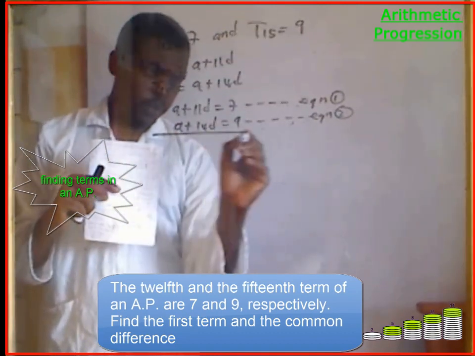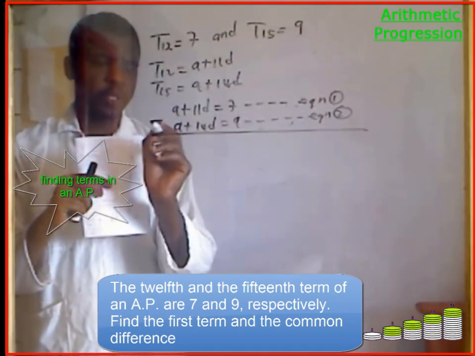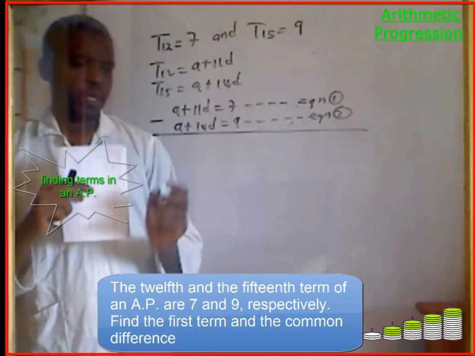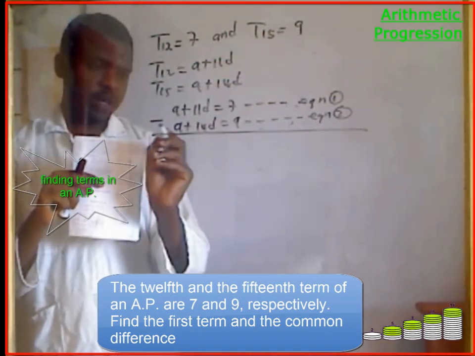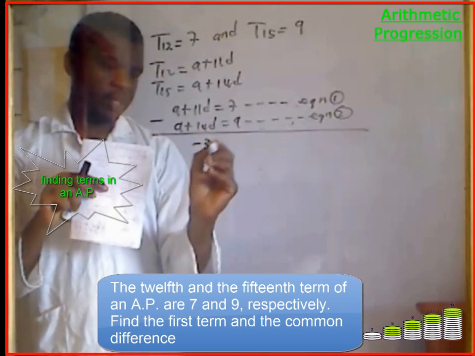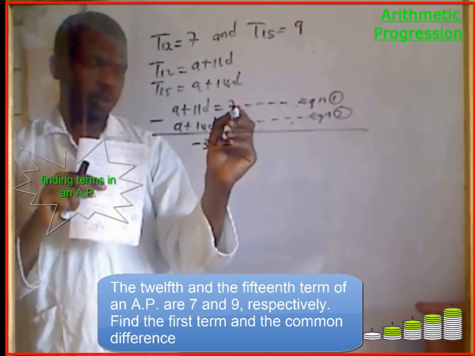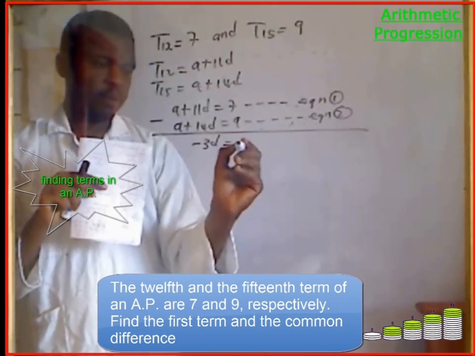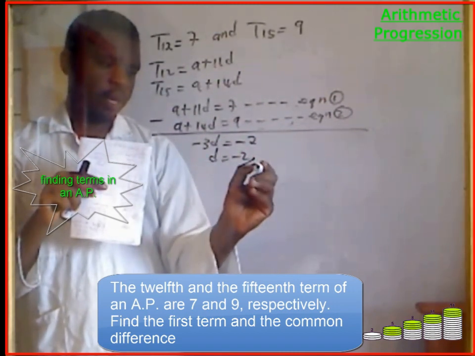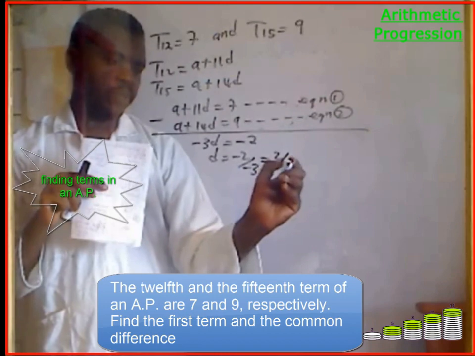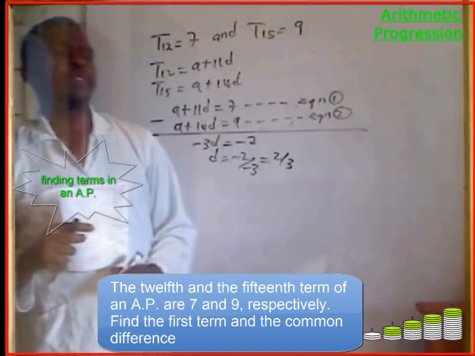So what do I do? I subtract equation 1 from equation 2. I'll say A minus A is 0. 11D minus 14D gives me minus 3D is equal to 7 minus 9, which gives me minus 2. Our D there is equal to minus 2 divided by minus 3, which is equal to 2 all over 3. I have the value of D.